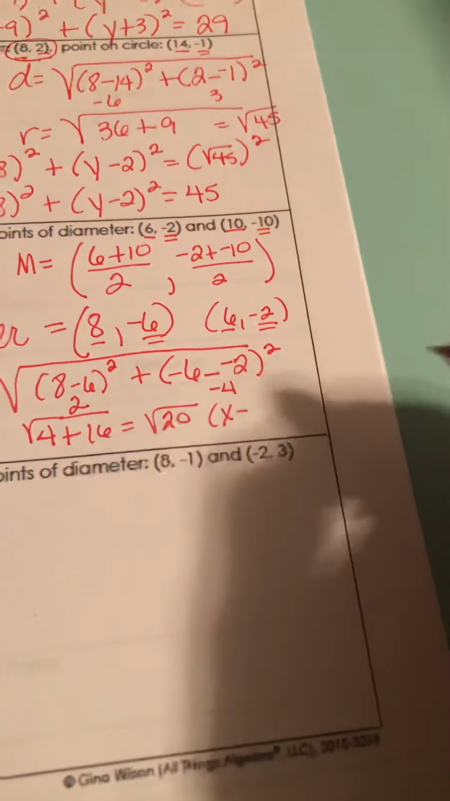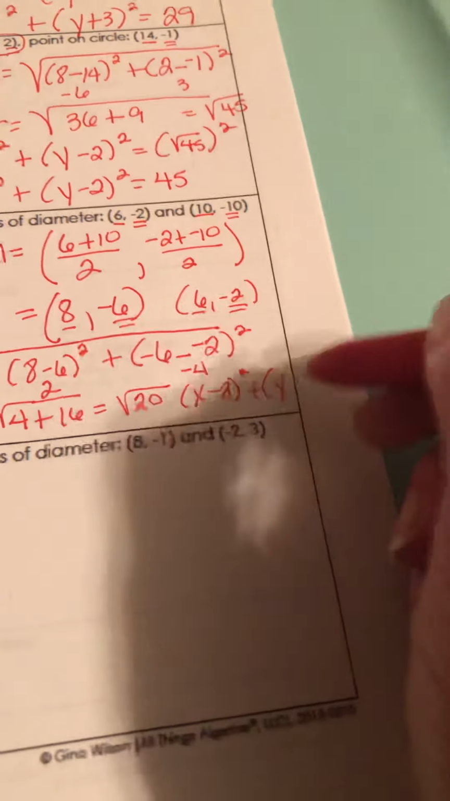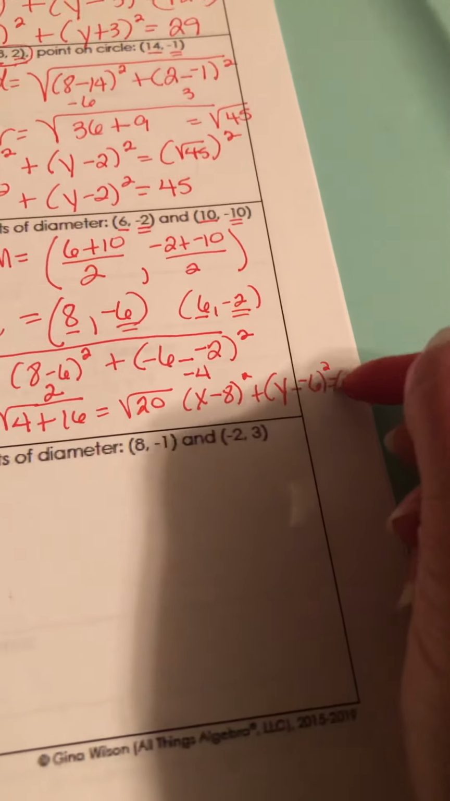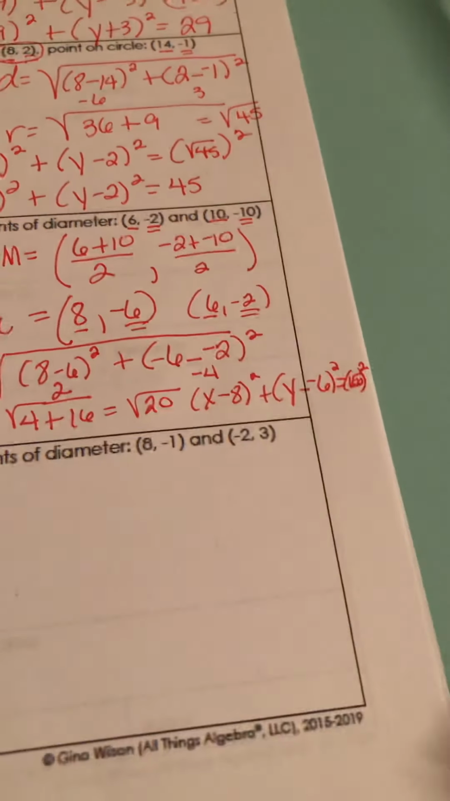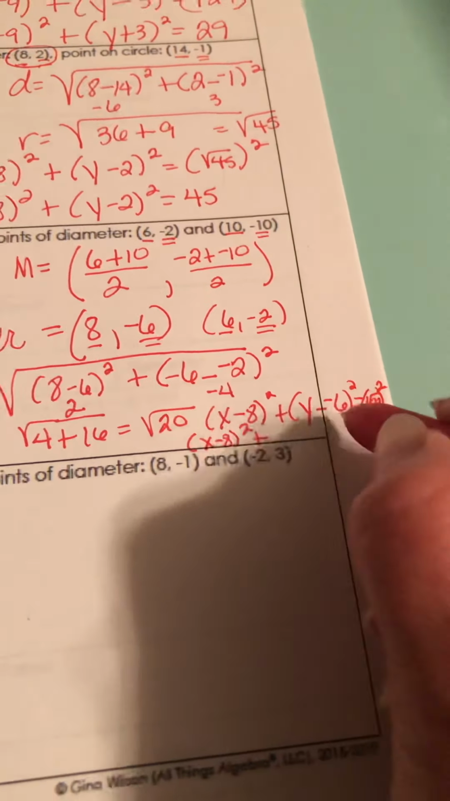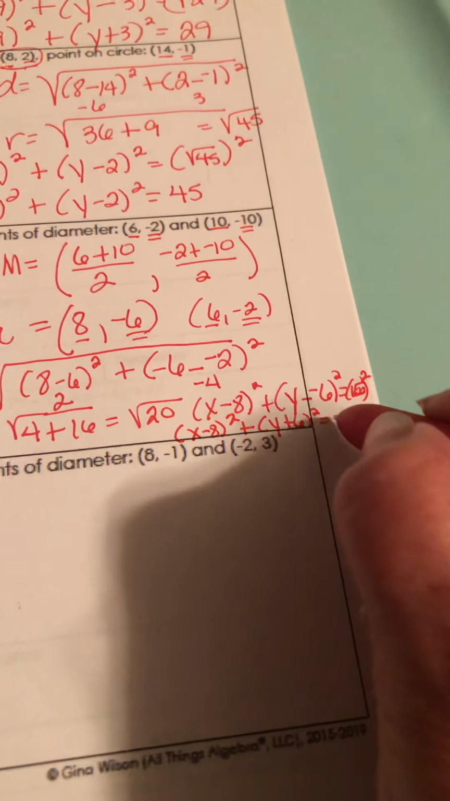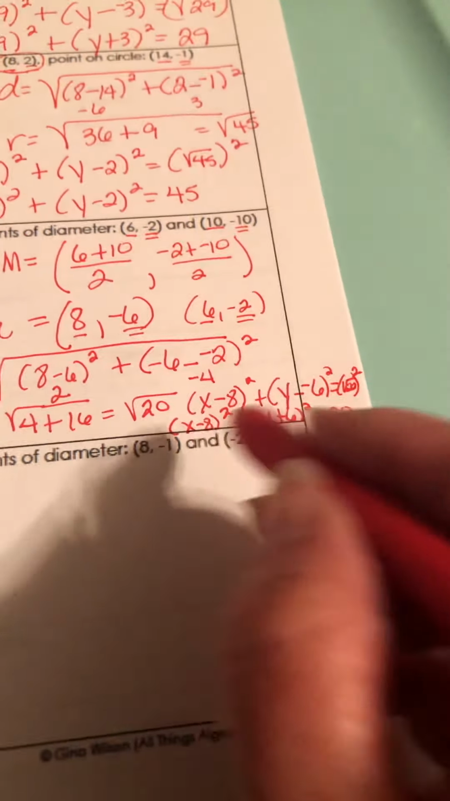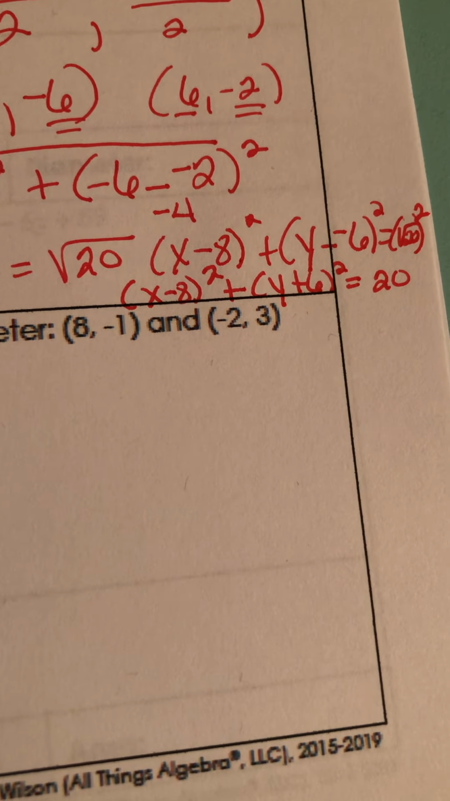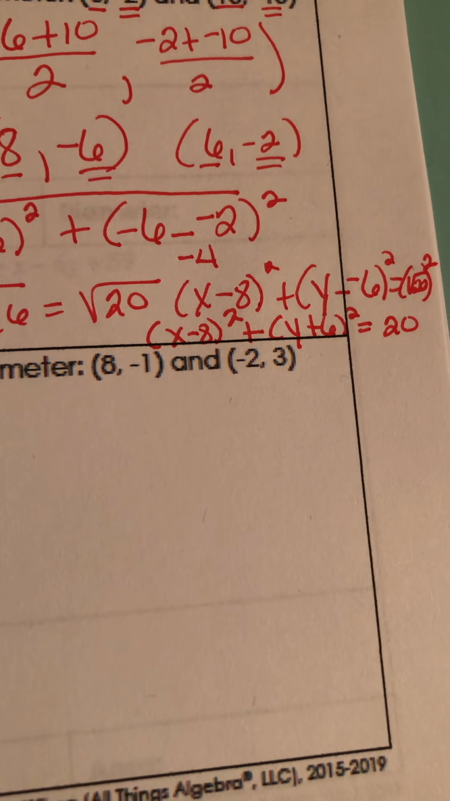Now let's put this into our equation. We're going to have x minus h, our center is 8, plus y minus k is equal to our radius, which we just found, the square root of 20 squared. So as we write that out, we'll have x minus 8 squared plus, minus a negative 6 is a plus, and when we square radical 20, we get 20. And that, teeny tiny as it is, there you can see it a little bit better, is our equation. X minus 8 squared plus y plus 6 squared equals 20.